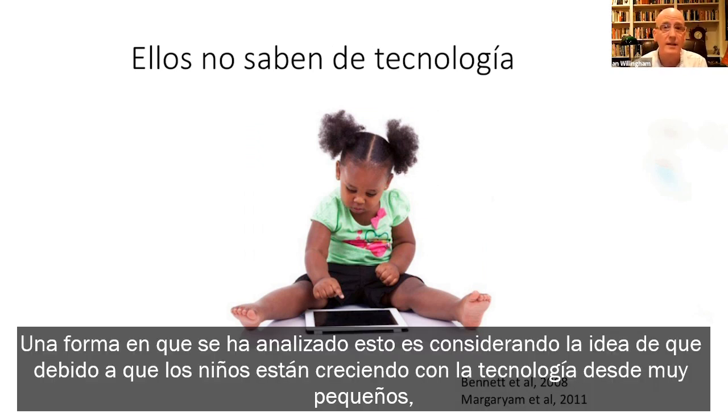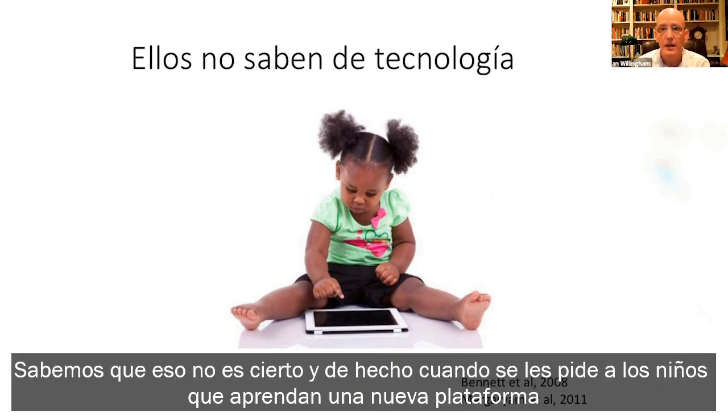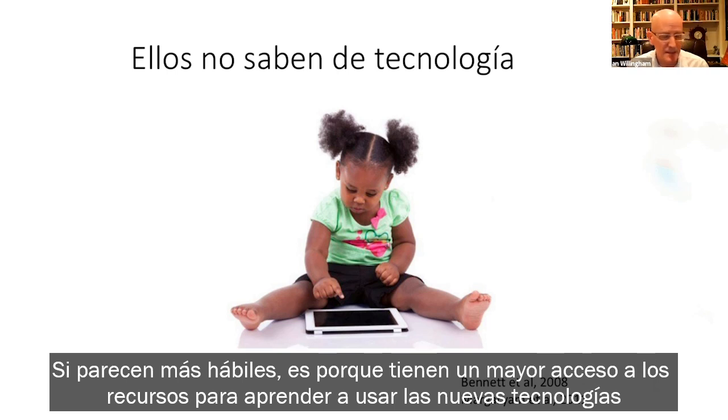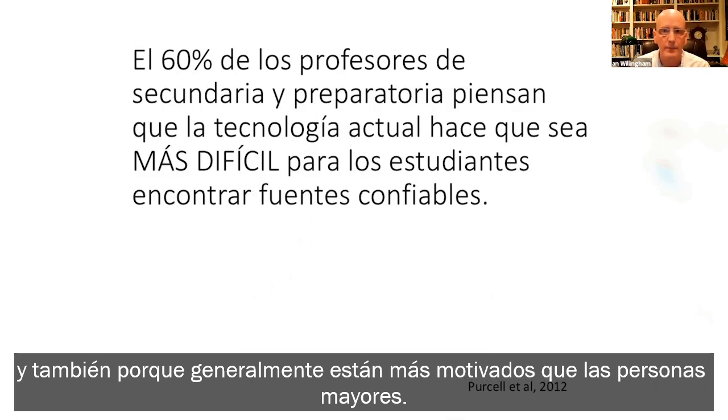One way that this has been examined is to look at the idea that because kids are growing up with technology from a very young age, they're much more sophisticated in their use of technology. We know that's not true. And in fact, when kids are asked to learn a new platform or learn how to use a new app, they're actually no faster than adults are. If they seem more adept, that's because they have greater access to resources to learn how to use new technology, and also because they're typically more motivated than older people are.